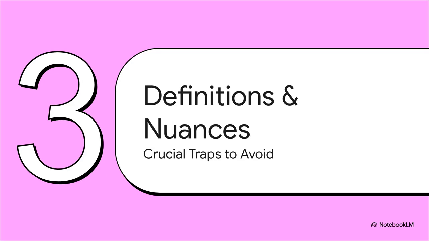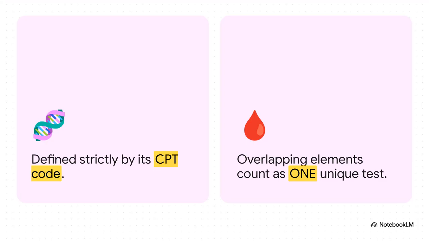Section 3. Key definitions and nuances. Now I really need you to pay close attention to this part, because misinterpreting these definitions is absolutely the biggest trap for medical coders under the 2026 guidelines. The most crucial point is understanding the difference between a unique test and a clinical panel. Listen, a unique test is defined strictly by its distinct CPT code. You absolutely cannot unbundle a panel to score more points.